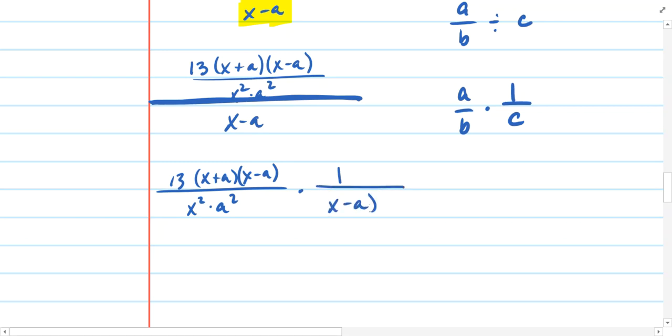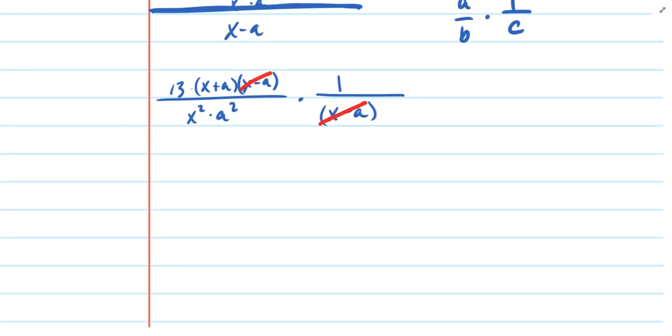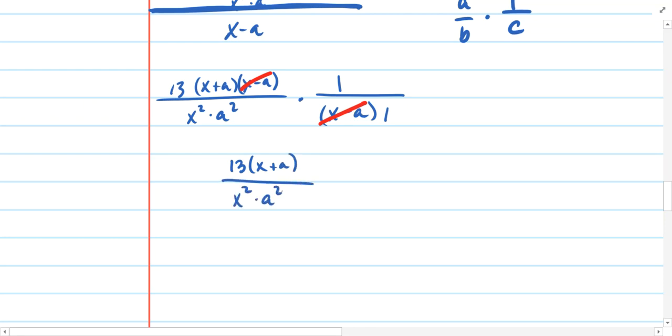And now, hopefully you'll notice that this factor x minus a can cancel this factor x minus a. And if we multiply now, well, we've got a placeholder of 1. Multiplying straight across, we're left with 13 times x plus a over x squared times a squared. And that's the result of our difference quotient. We can't simplify any further.